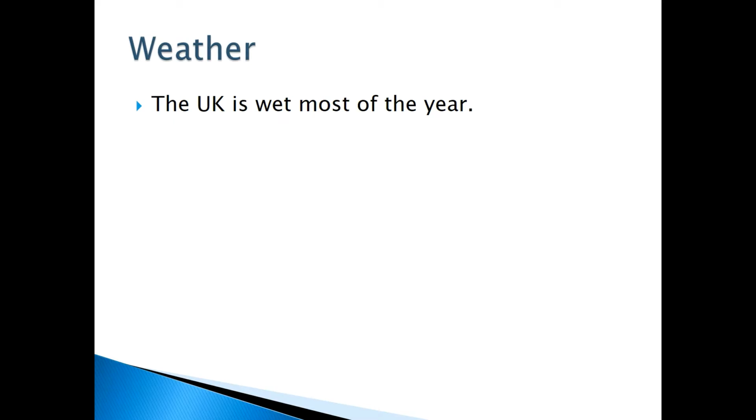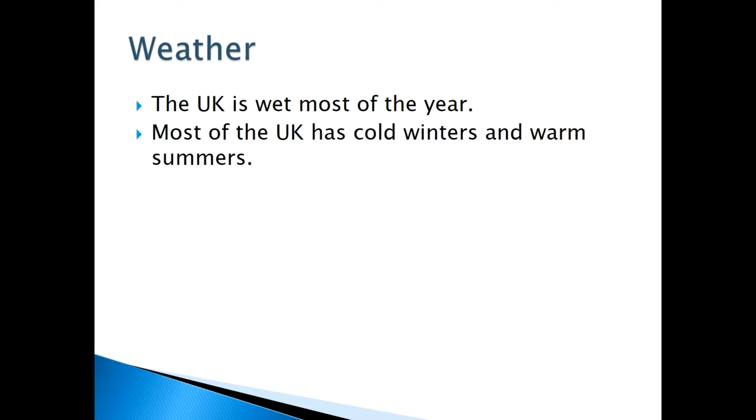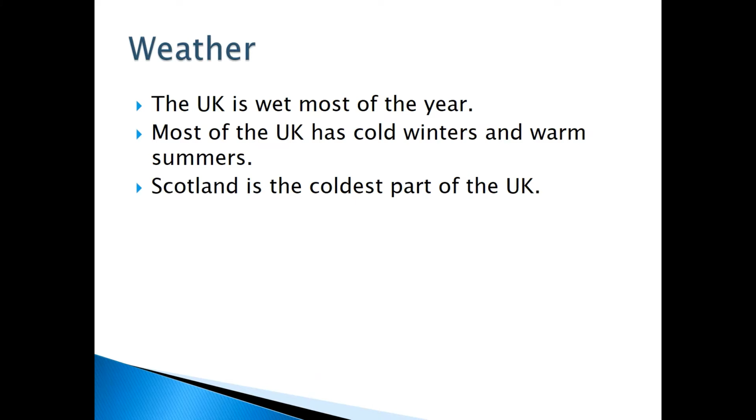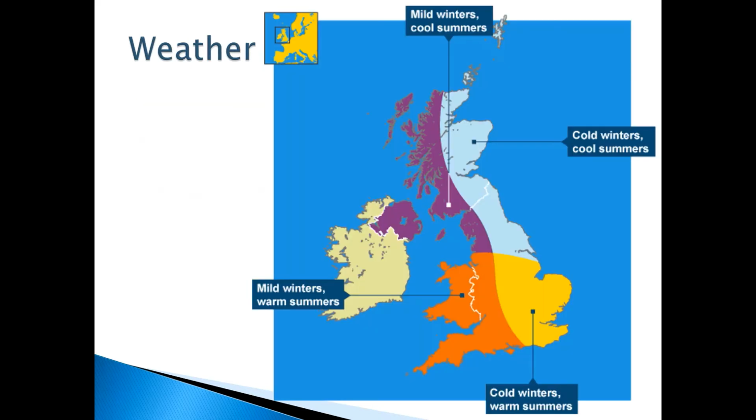The UK is wet most of the year. Most of the UK has cold winters and warm summers. Scotland is the coldest part of the UK. You can see the east of the UK is colder and drier. The west of the UK is warmer and wetter.